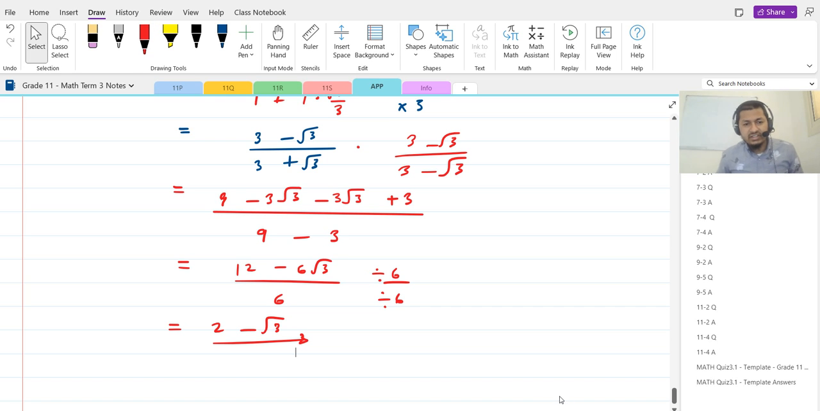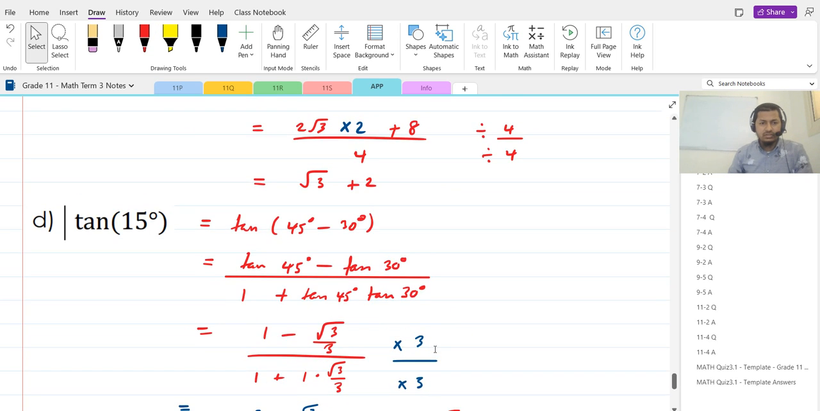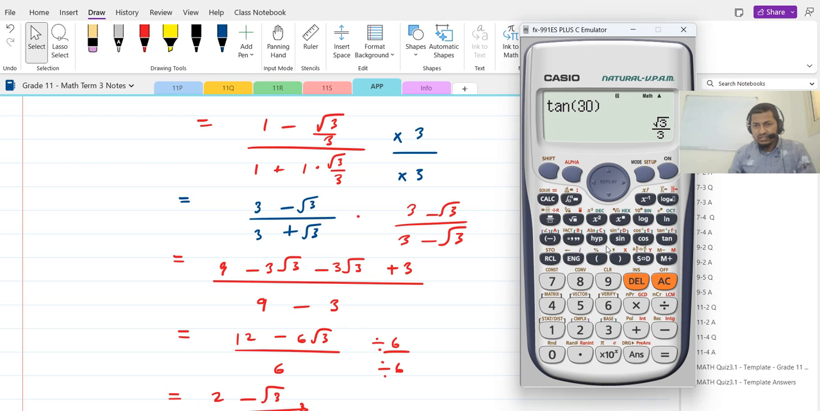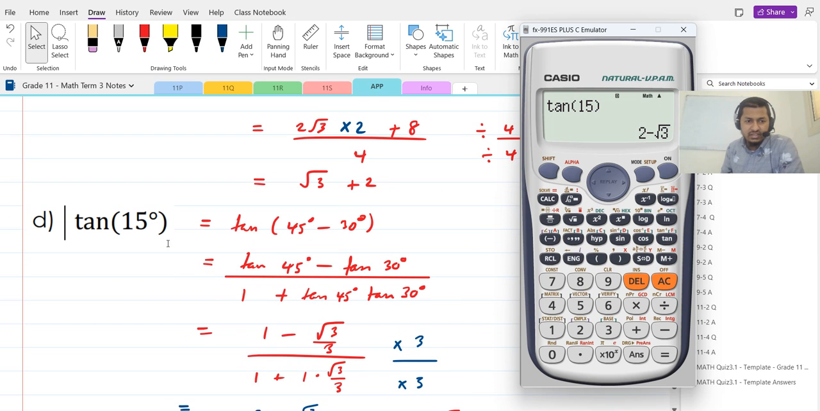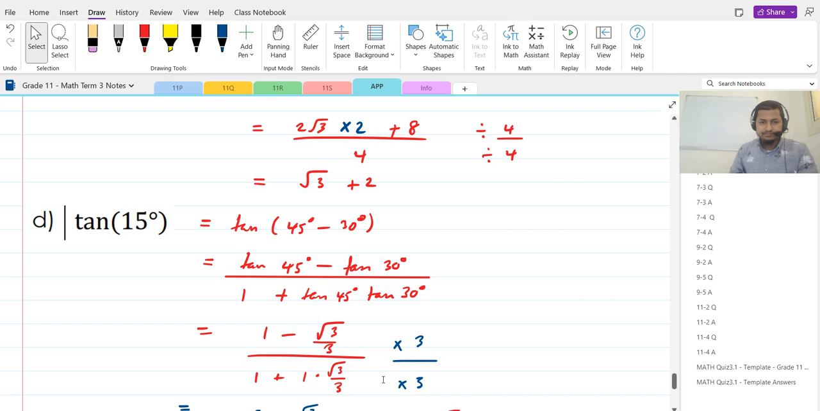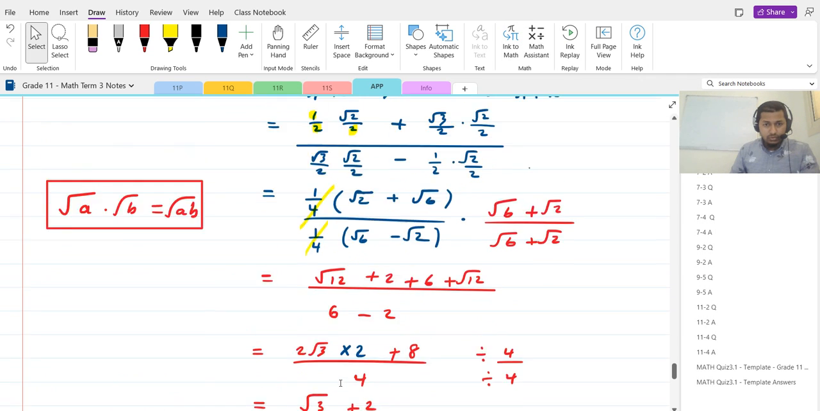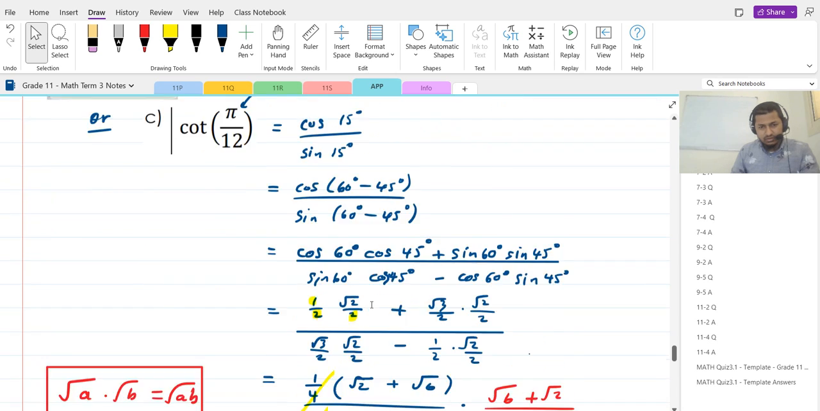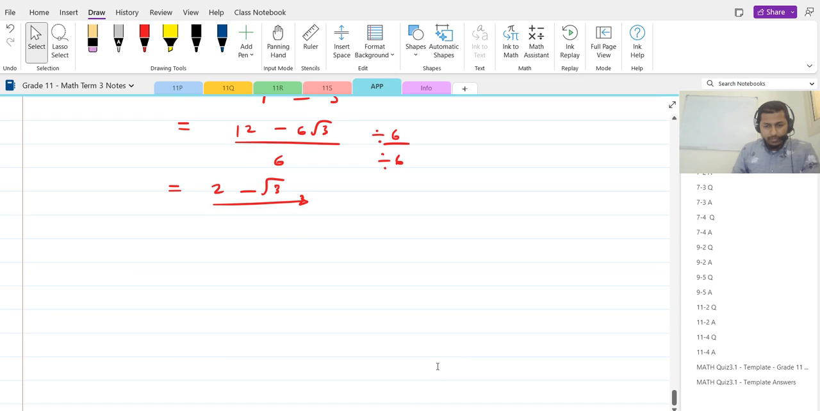Let's try tan 15 on the calculator and see if you get 2 minus root 3, right? Tan 15. Obviously you can't work out tan 15 directly on the calculator because it's not a special angle. You have to use special angles to derive tan 15, right? So 2 minus root 3, which is correct. Or you can use sine over cos like this and continue. Next problem.